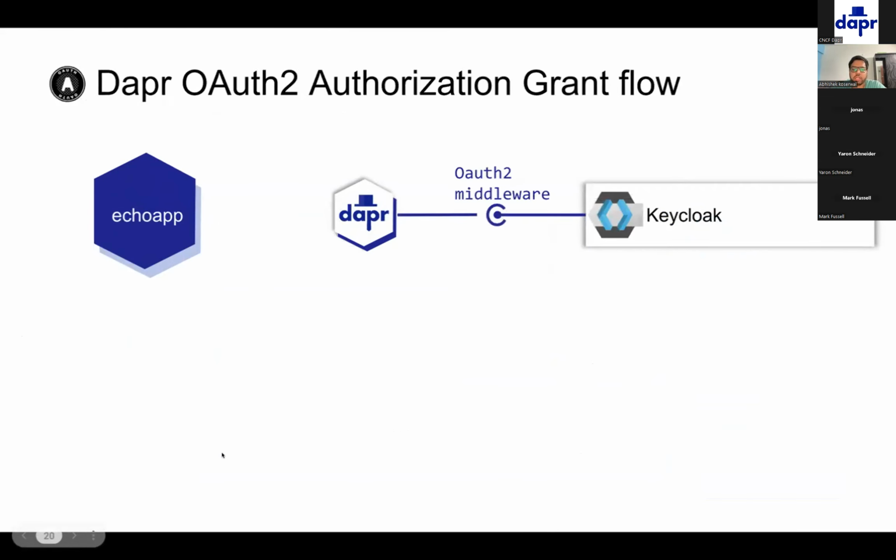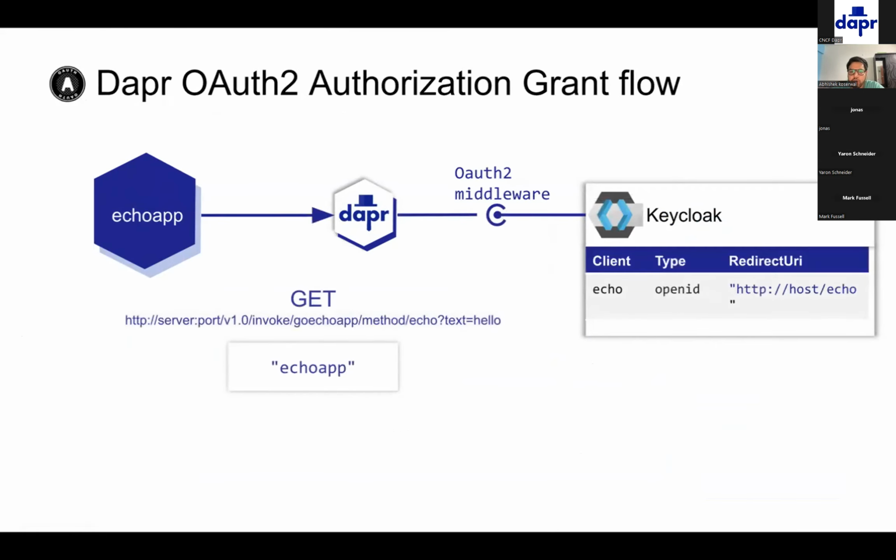So we will first understand how the Dapr OAuth authorization grant flow works. For securing your application with Dapr, all you need to do is deploy your application in your Kubernetes environment, configure Dapr, and then configure the OAuth2 middleware and set up some similar configuration for that respective application in Keycloak. And that's all you need.